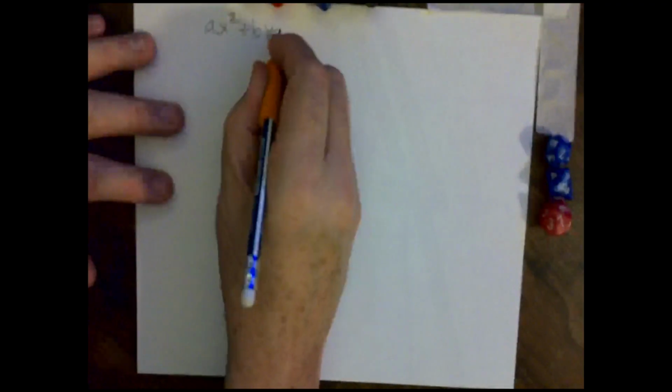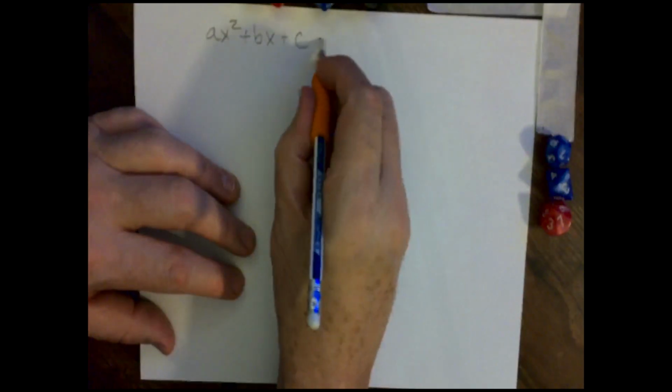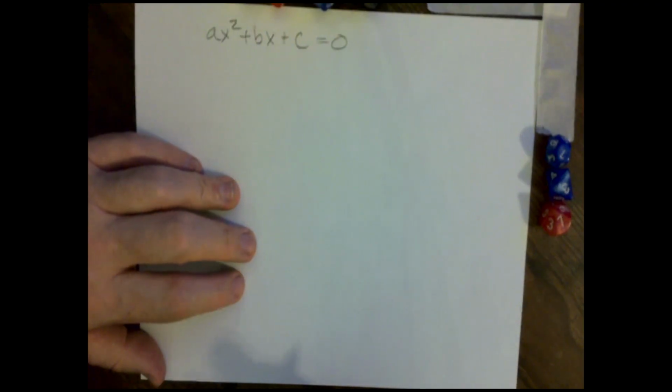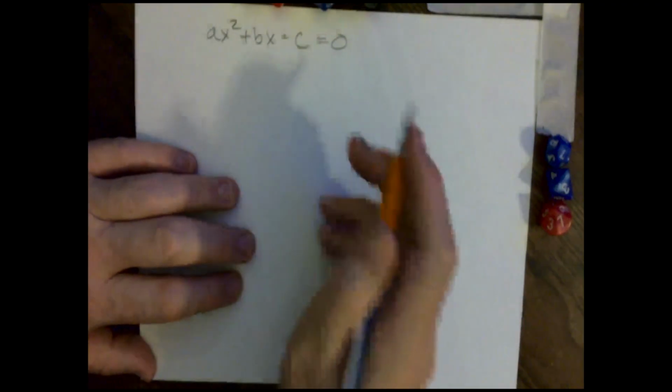Okay, what we're going to do now is solve for x. We're basically going to find the roots for every possible parabola in the universe. Every parabola has this form here. The roots, where it crosses the x-axis, and these could be anything, A, B, and C.